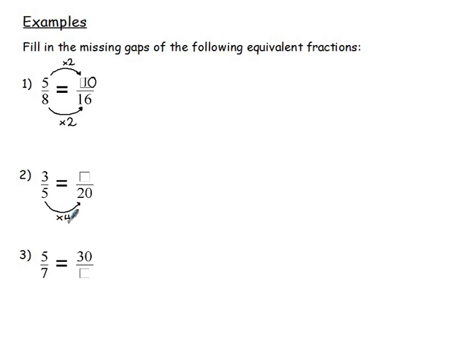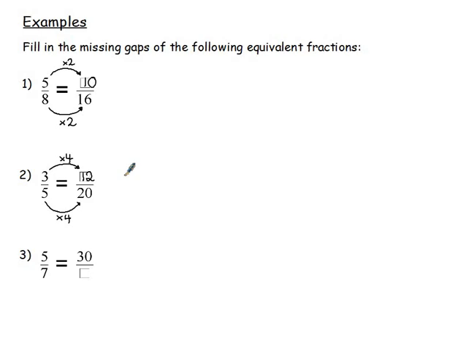So if you've multiplied the bottoms by 4, you have to multiply the tops by 4. So you need to do 3 times 4. 3 times 4, 3, 6, 9, 12. 3 times 4 is 12. So our equivalent fraction is 12/20.